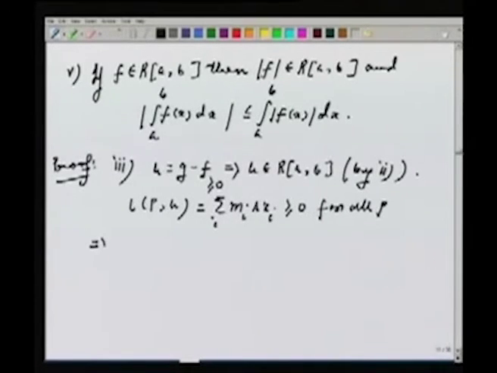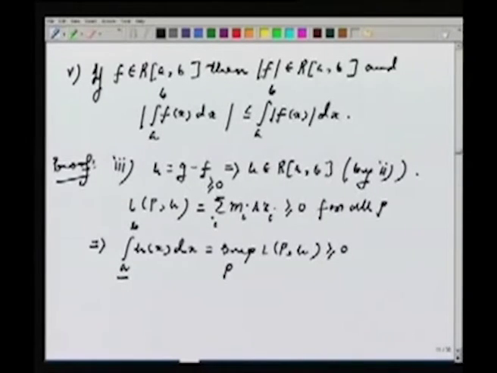This then implies that the lower Riemann sum, that is the lower integral from a to b of h(x) dx, which is the supremum of all the L(P, h), is bigger than or equal to 0. But then again by 2, this would imply that the integral from a to b of h(x) dx... well, I had the lower integral from a to b of h(x) dx. How can I write it as the integral from a to b of h(x) dx?